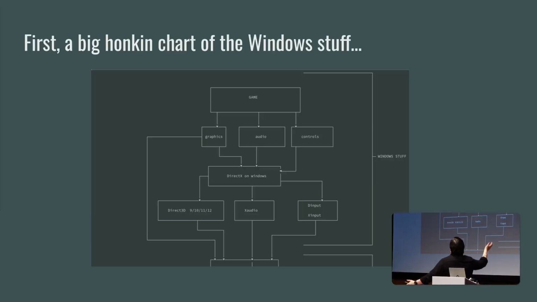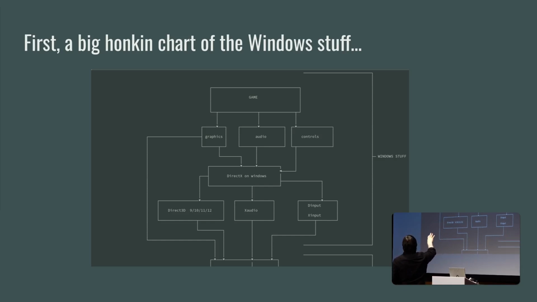So, first things, a big honking chart. This is the first half of the chart. We're going to go over this first. You have to have an understanding of what happens on the Windows side first, because most of the games that you're running in Steam Play Proton are through their Windows executables that have been translated through Wine. So we've got the game, and that's where it starts.